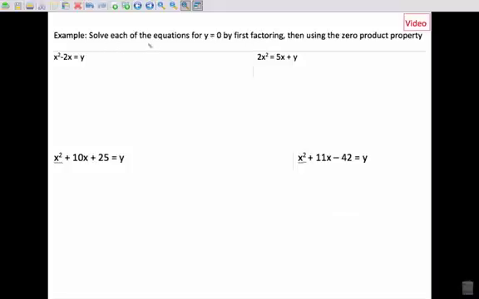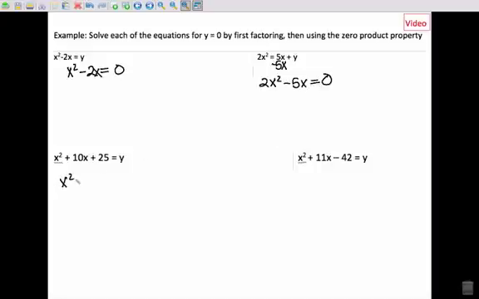So we're asked to solve each equation for y equals 0. So first I'm going to set this up so that y equals 0 in all of these equations. So this is going to be x squared minus 2x equals 0. This is going to be, if I subtract 5x from both sides, 2x squared minus 5x equals 0. Okay, and I'm just getting everything on one side so that we can pull out factors.